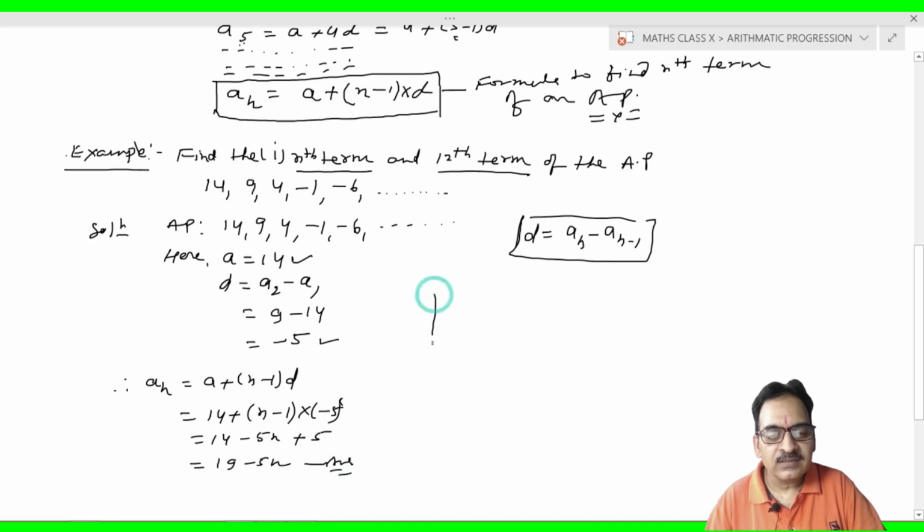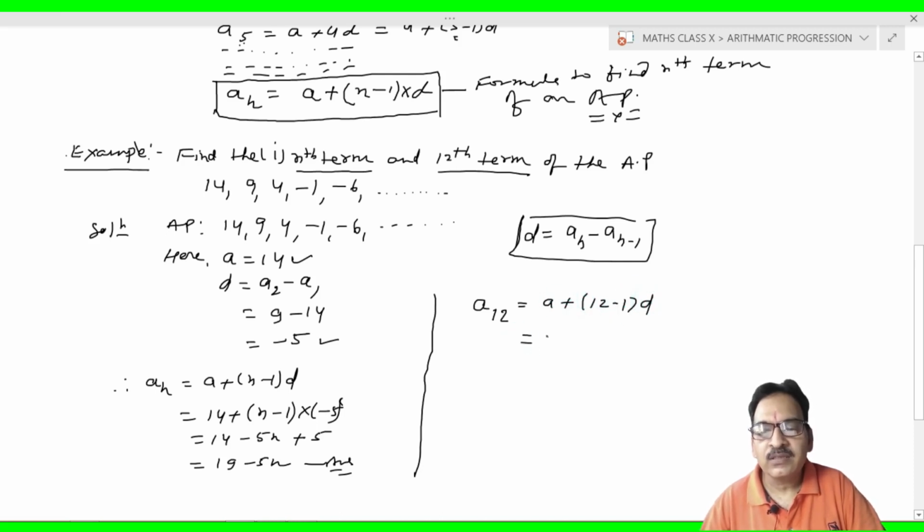Okay. Now second part. In the second part, you have to find the 12th term. The 12th term we denote by A12. Nth term we denote by An. The 12th term is A12. The formula for this will be A plus 12 minus 1 into D. So what is the value? A is again 14 plus 12 minus 1, 11 into D is minus 5. Here you put the value 14 minus 55. So this is minus 41. So this is the 12th term.